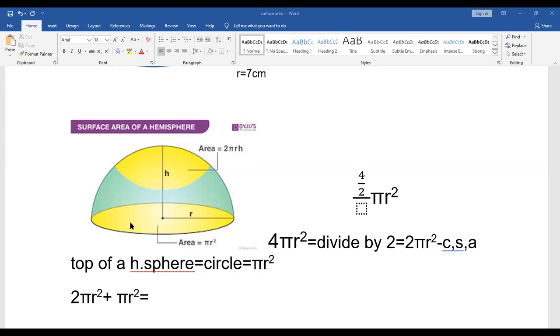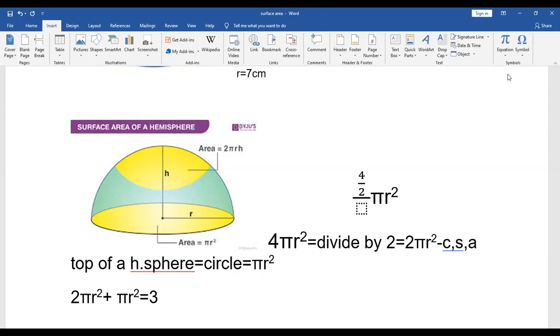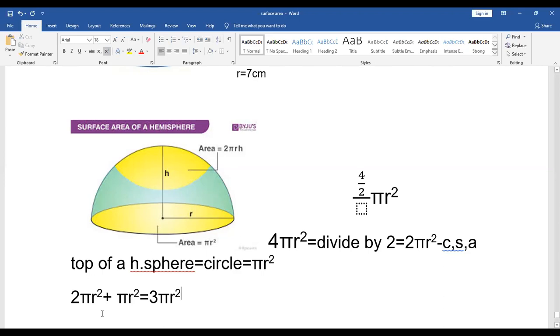Then you can see here, the area of this bottom circle is found by pi r squared. So when you add 2 pi r squared plus pi r squared, you are going to get 3 pi r squared. Why? Because 2 pi r squared and pi r squared, you can see we have pi r squared here. Pi r squared is the same as 1 pi r squared, okay? That's why we are getting 3 pi r squared.